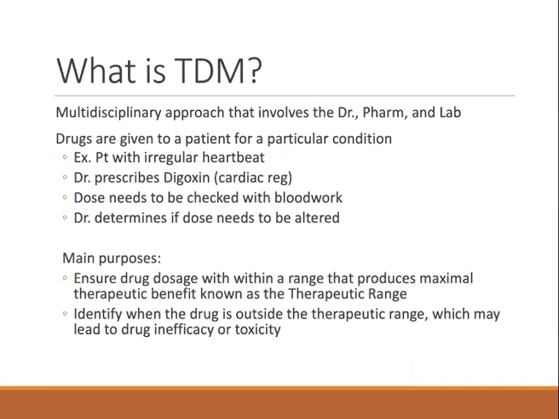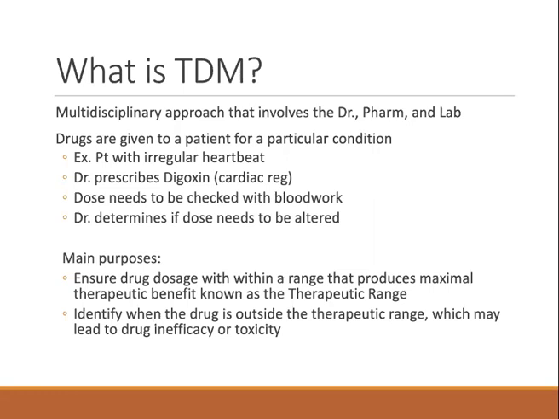So drugs are given to a patient for a particular condition. For example, a patient that has an irregular heartbeat. The doctor will prescribe a drug like digoxin. It's a cardiac regulator drug, and the dose needs to be checked with blood work. A drug like that needs to be monitored closely. The doctor will determine if the dose needs to be altered for that patient.